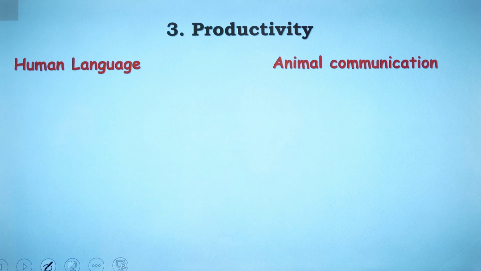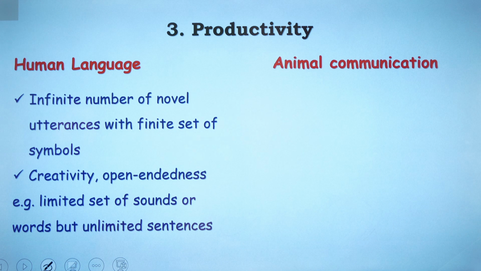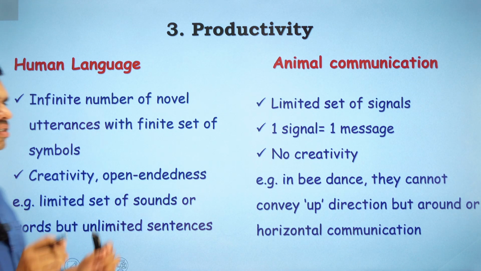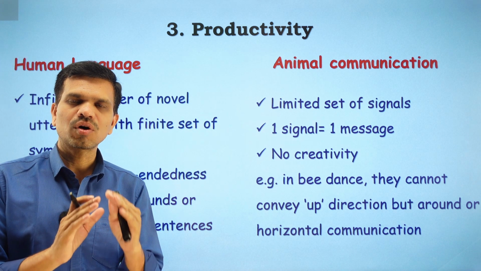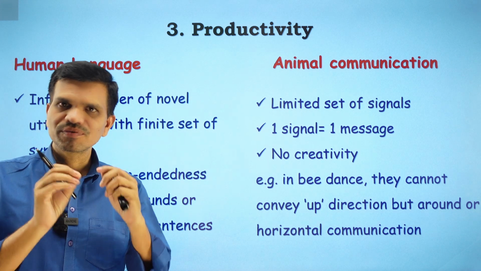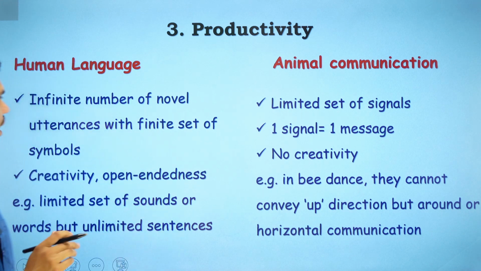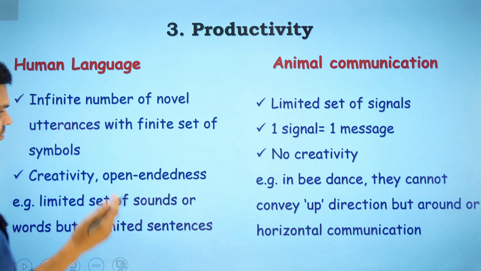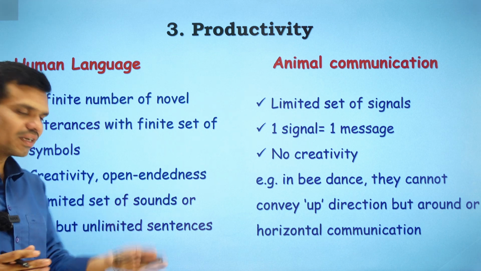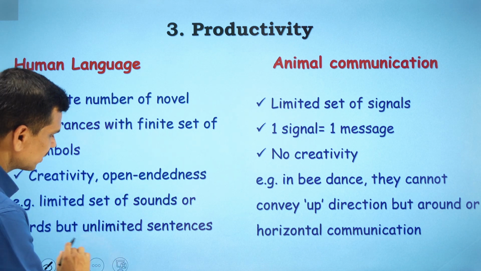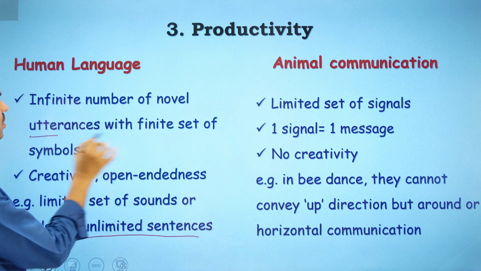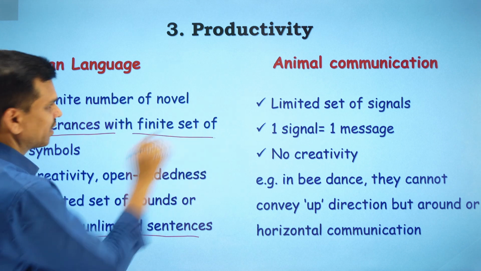So this is the difference between animal communication and human communication, and arbitrariness is the basic feature of human communication or human language. The third feature we have is productivity, and in this feature we can understand that productivity is a very novel characteristic or an important property of human language, because though we have a finite set of sounds or finite set of words in a language, we can produce an infinite set of unlimited sentences. Here we can produce an infinite number of novel utterances with the help of a finite set of symbols.